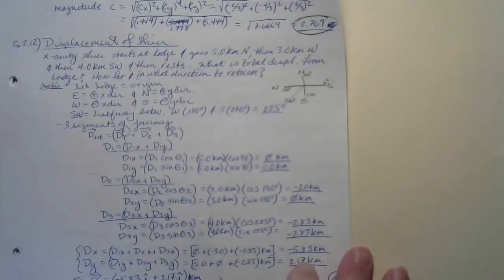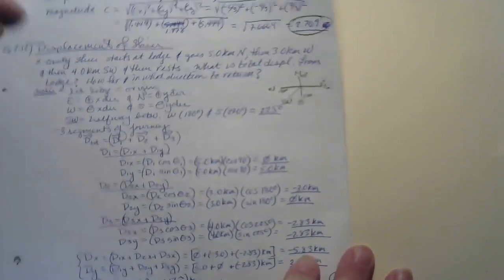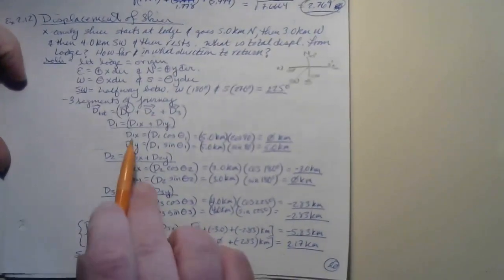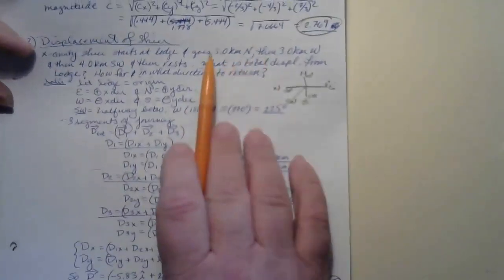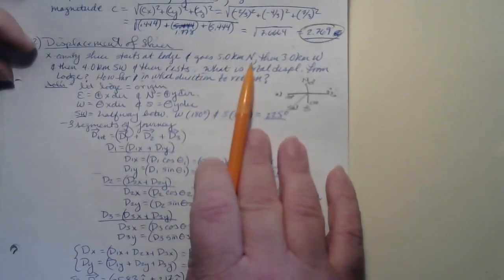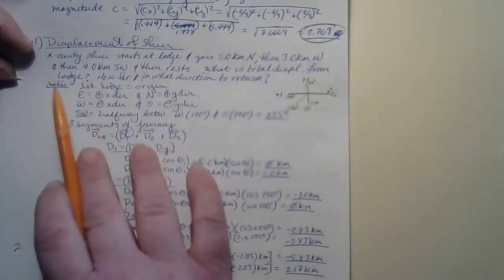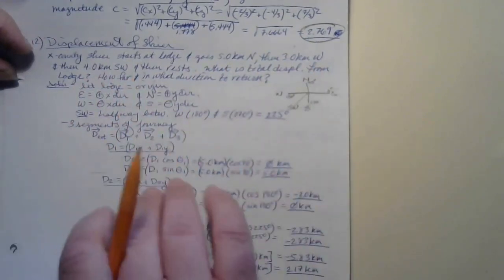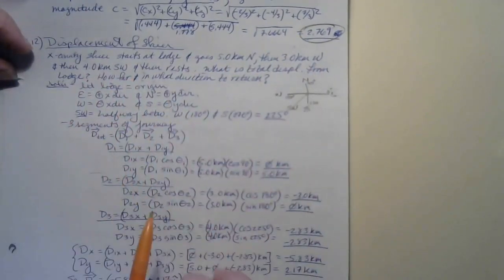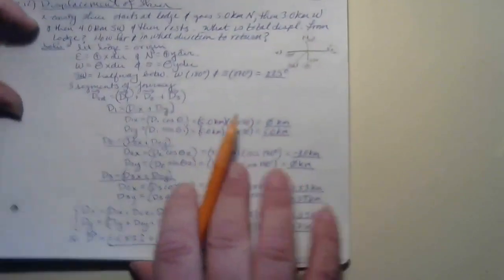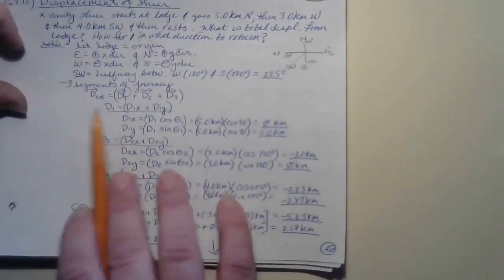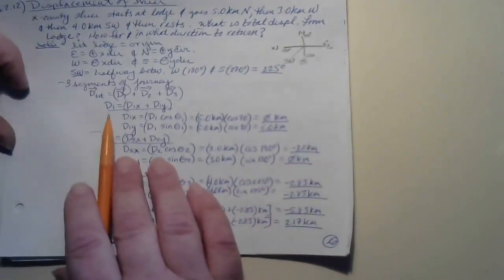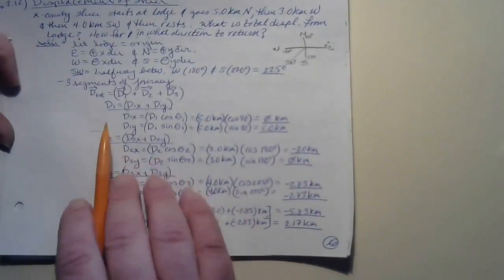Okay, picking up where we left off with the displacement of the skier question, we saw that there were three segments to the journey. The first one is 5 kilometers north, the second one is 3 kilometers west, and the third one is 4 kilometers southwest. We've basically found the angles, and we break the journey up into its segments, each one represented by a separate vector.